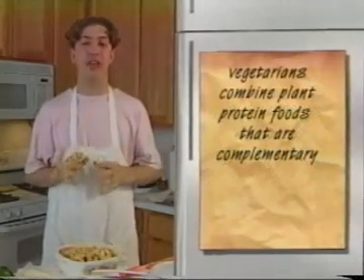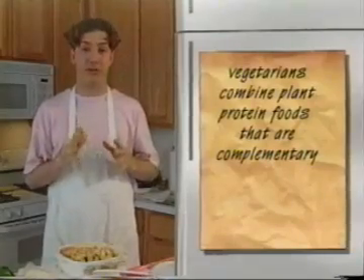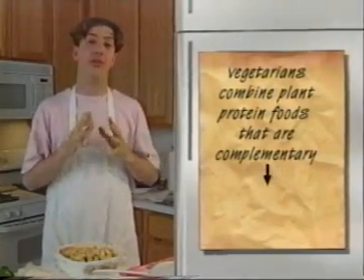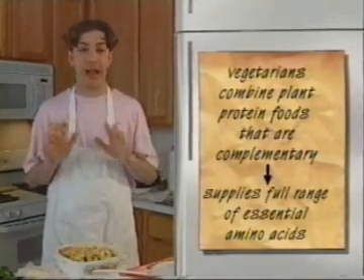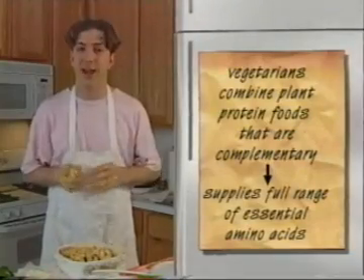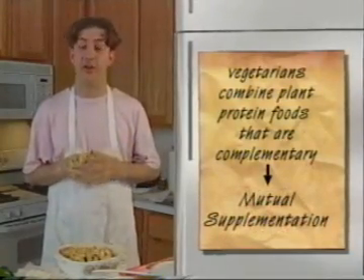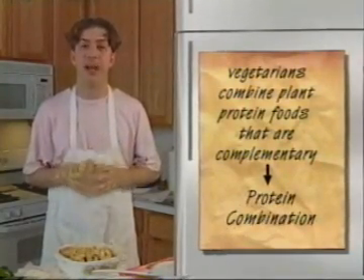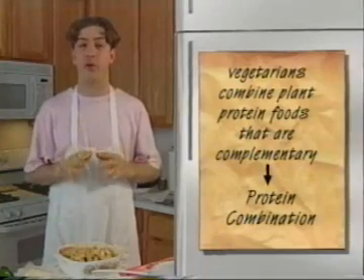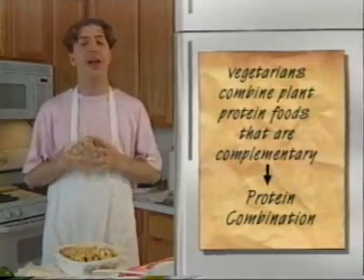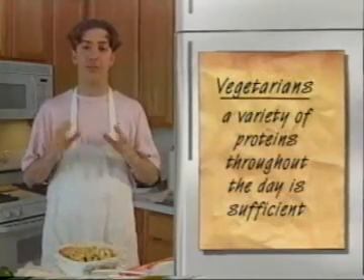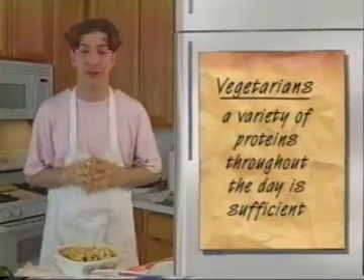This forces vegetarians to combine plant protein foods that are complementary so that the combination supplies the full range of essential amino acids. This is called mutual supplementation or protein combination. It used to be thought that this was critical for vegetarians at every meal. Now it is believed that eating a variety of proteins throughout the day is sufficient.